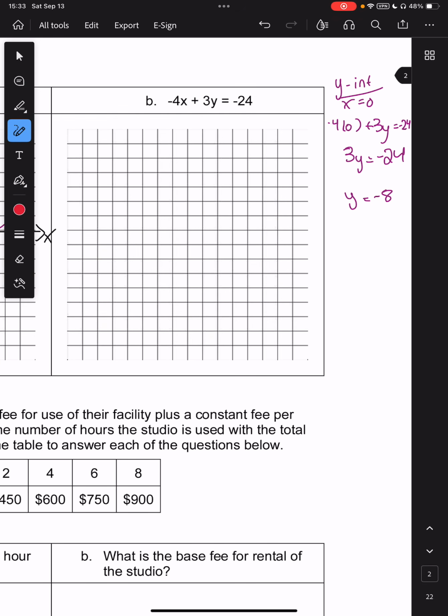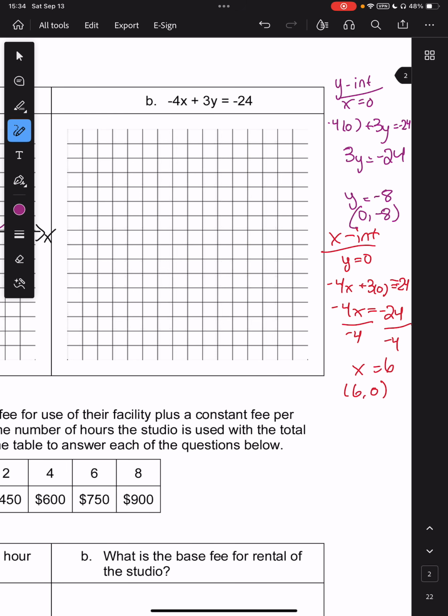For our x value, we do our x-intercept. That means our y is equal to 0. So we're solving for x. When we divide both sides by negative 4, we're left with our x as positive 6. So when our y is 0, our x is 6, and when our x is 0, our y is negative 8.